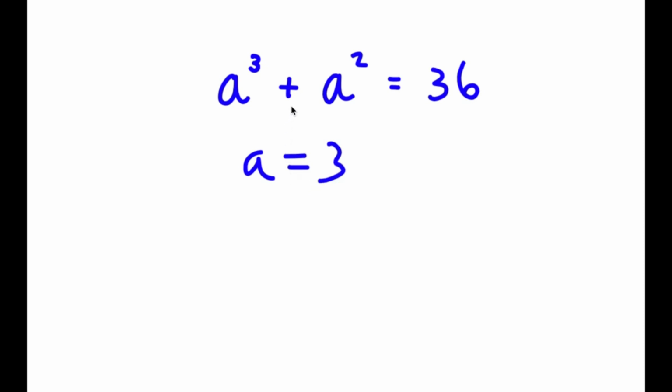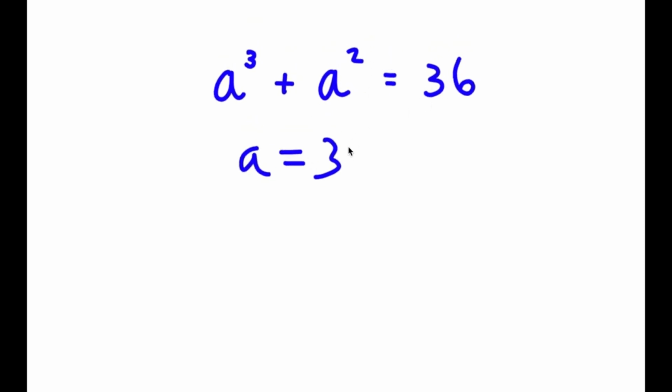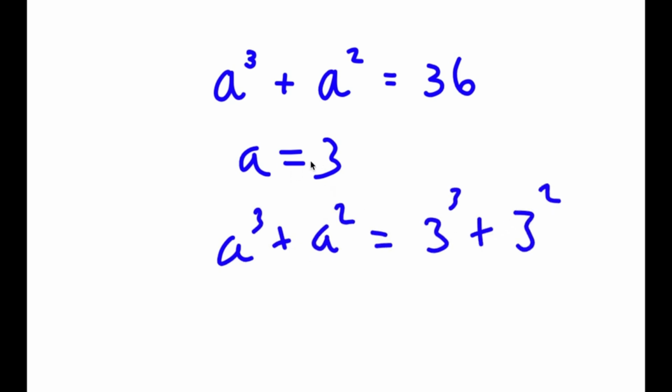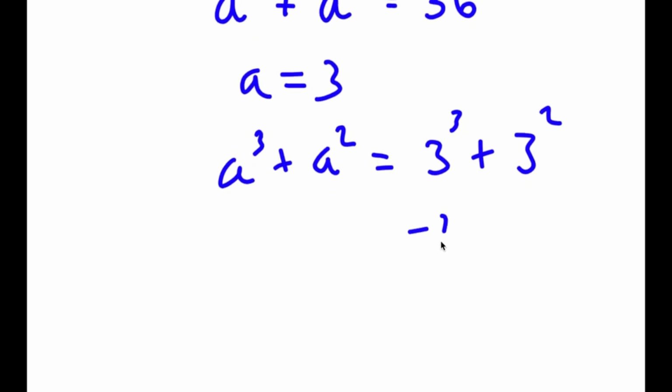And now that we found one solution of a, we can use this later. So we can use this by making a to the power of 3 plus a squared equal 3 to the power of 3 plus 3 squared, because we know that a equals 3. So I'm just plugging in 3 and making them equal to each other. So now I'm going to subtract 3 to the power of 3 plus 3 squared on both sides.